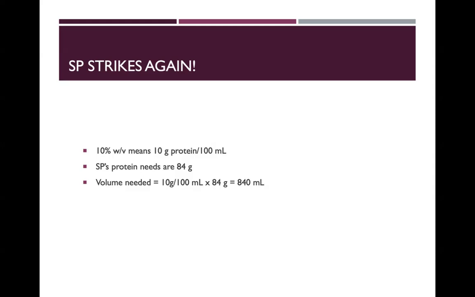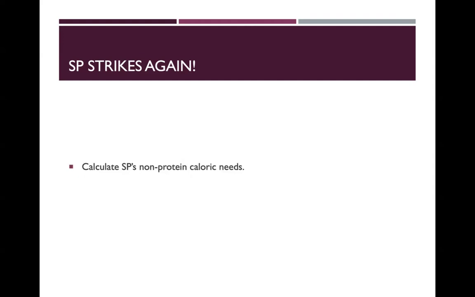Other questions? Okay, next is carbohydrates, if I remember correctly. Oh, well, never mind. We're getting there still. So the next question asks, calculate SP's non-protein caloric needs. And you're probably asking yourself now, I don't know what that means. The description is in the name, non-protein caloric needs.